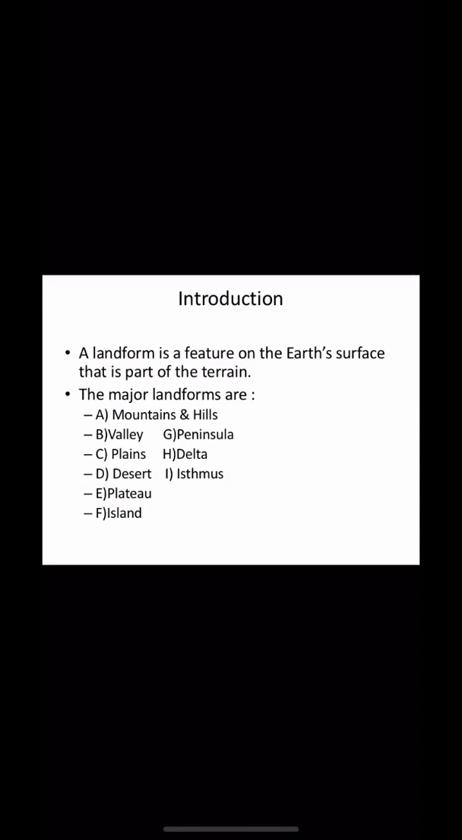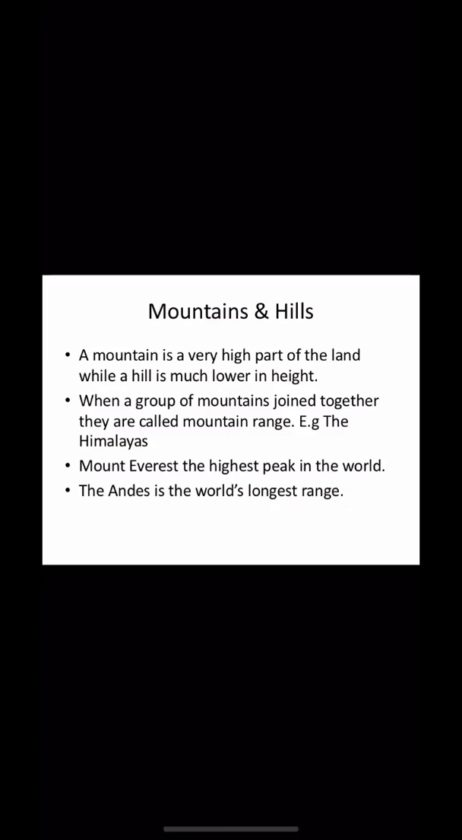So first we will start with mountain and hills. A mountain is a very high part of the land, while a hill is much lower in height. The tip of the mountain is called a peak. Mountains have steep slopes than the hills. When a group of mountains join together, they are called mountain range. Example, the Himalayas. Mount Everest is the highest peak in the world, and the Andes is the world's longest range.